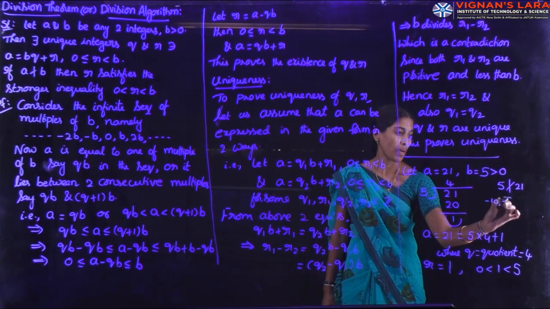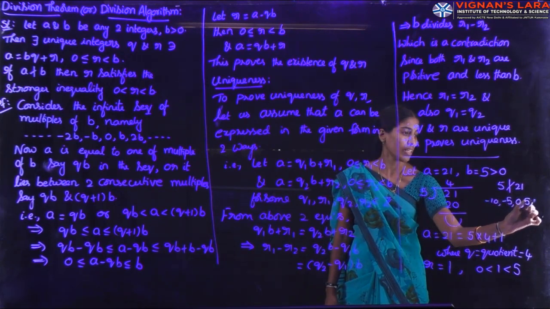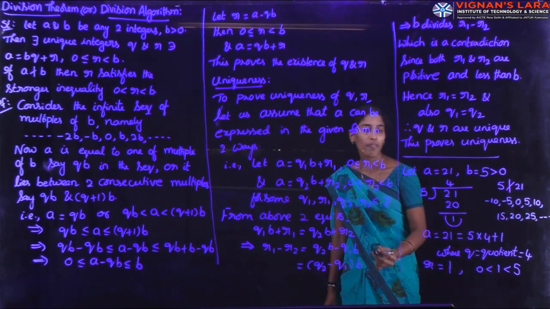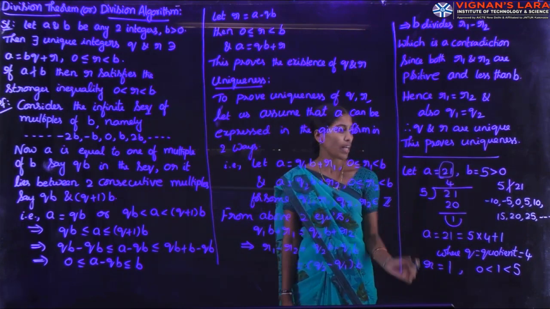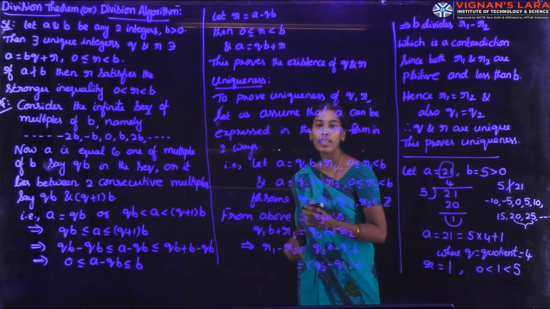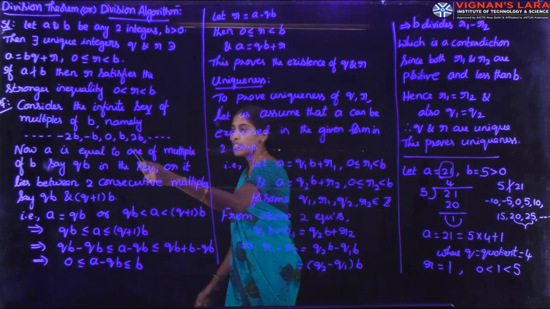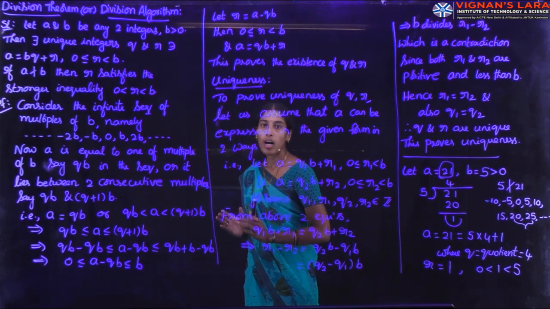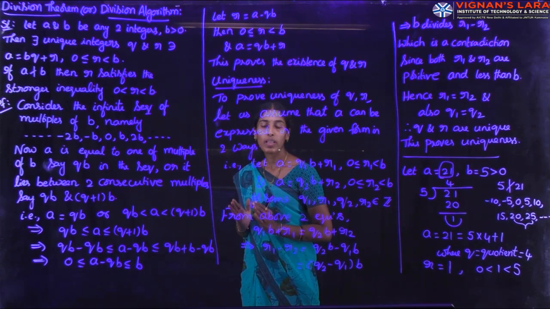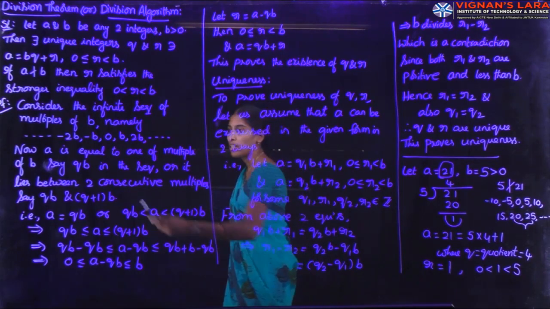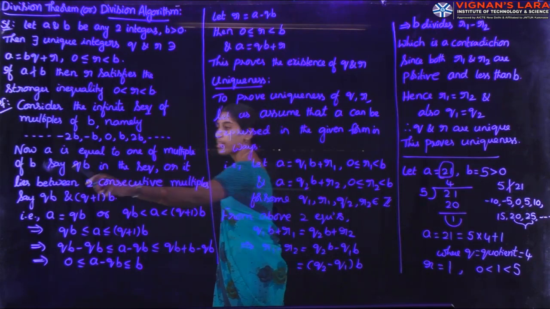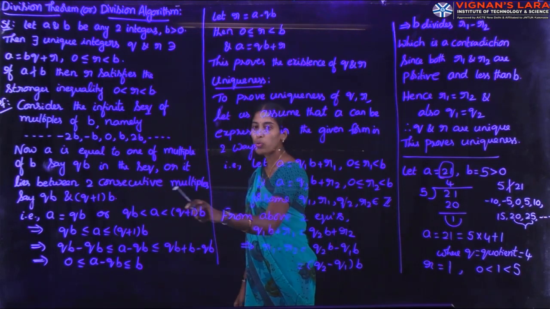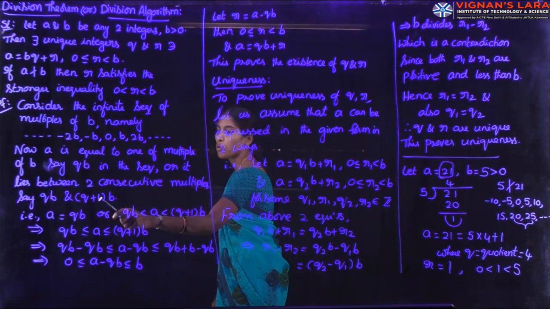Minus 10, minus 5, 0, 5, 10, 15, 20, 25 and so on. If we observe here clearly, this 21 value lies in between 20 and 25. So that is the thing here also. They expressed A in terms of B, or A value must lie in between two consecutive multiples of B. So now either A is equal to one of the multiples of B, say QB in the sequence, or it lies in between two consecutive multiples, say QB and (Q plus 1) into B.